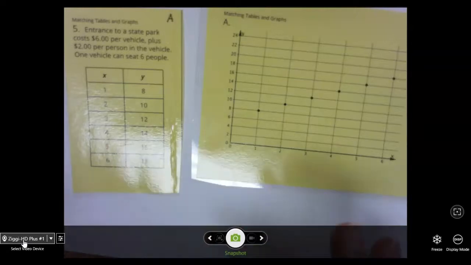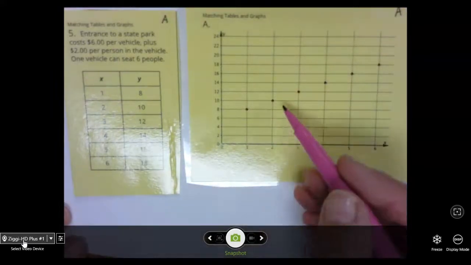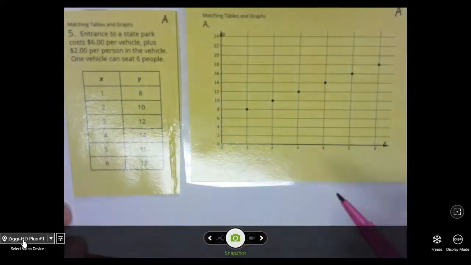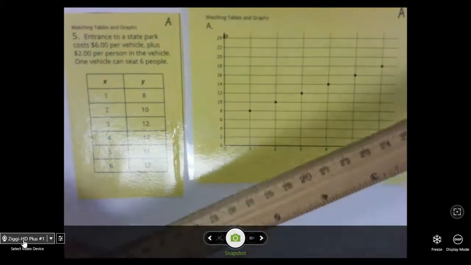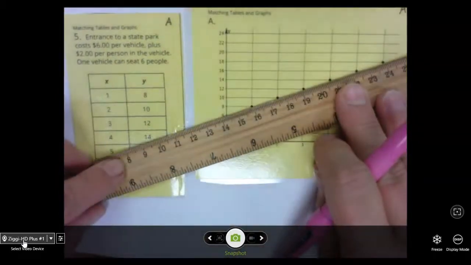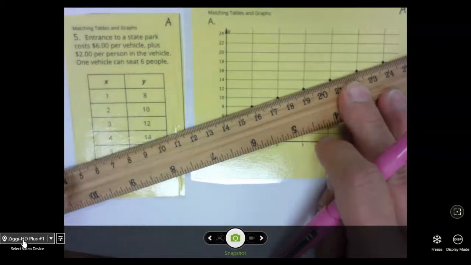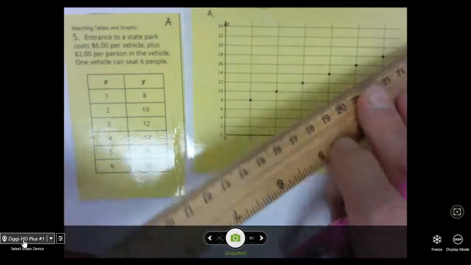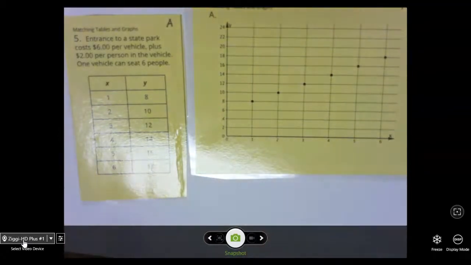Well, here's the graph of this. We have the point (1, 8) and then the point (2, 10), the point (3, 12). Let's look at it. It looks like a straight line, but it has to meet the second condition as well, and it would have to go through 0, 0, and it does not. So this would be a non-proportional relationship.